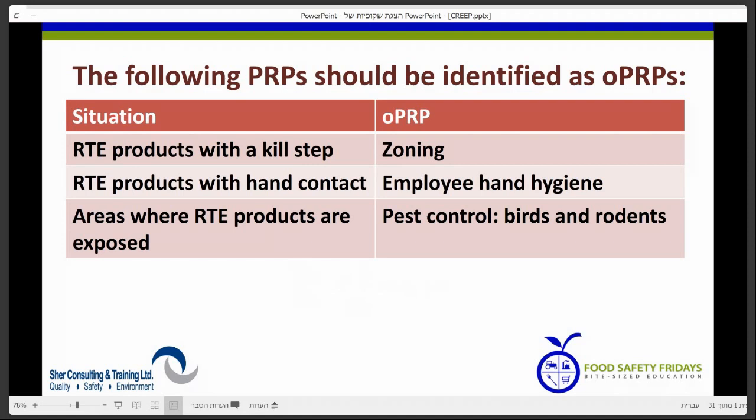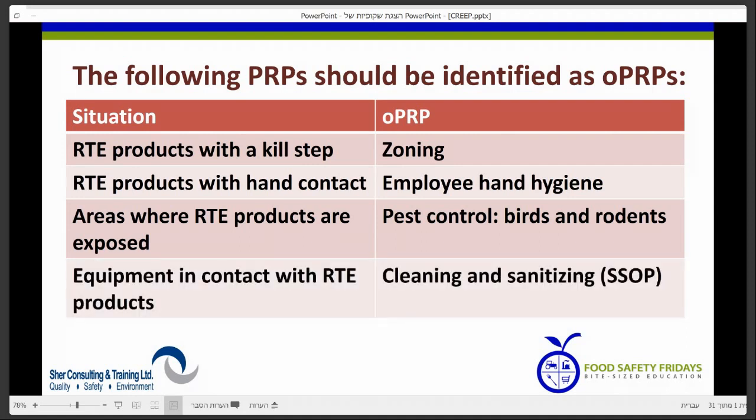Now, we do know Salmonella is present in the gut of reptiles as well, but it seems to be less of a problem in plants than birds and rodents, who are attracted to the products. Equipment in contact with ready-to-eat products: all equipment cleaning and sanitizing, or what we call the sanitation standard operating procedures, SSOP, must be an OPRP as well.